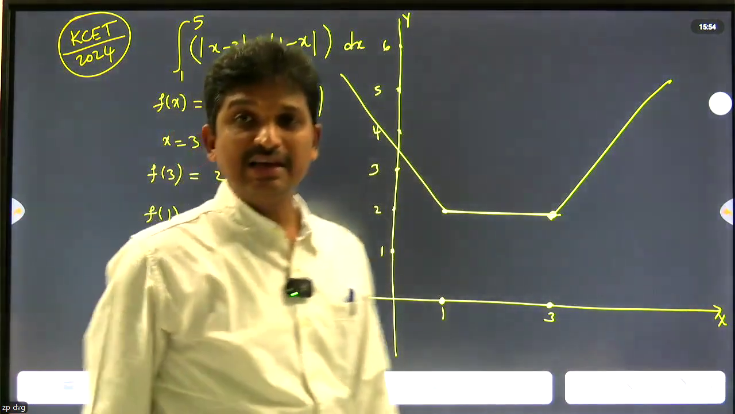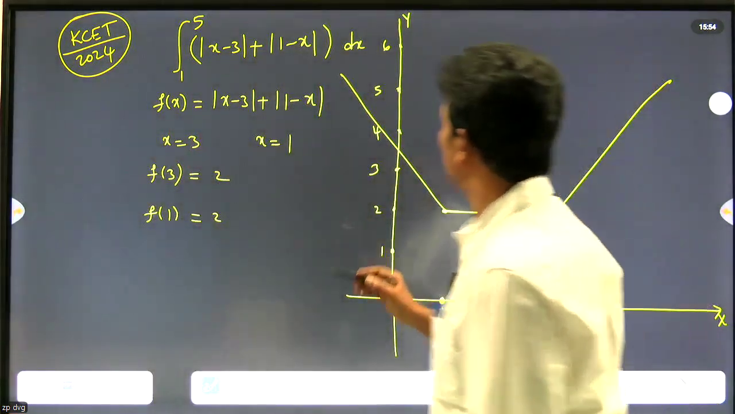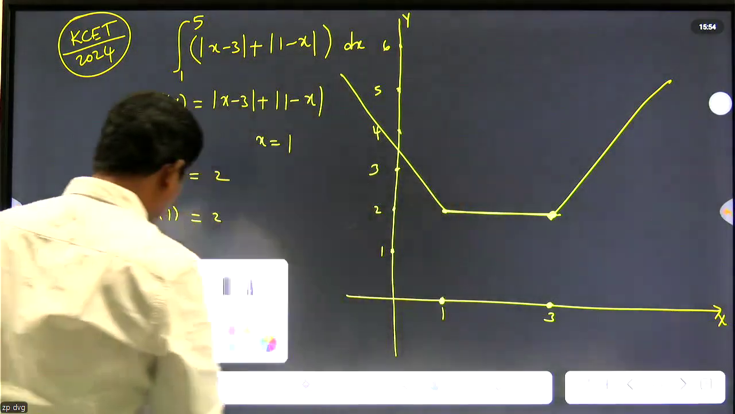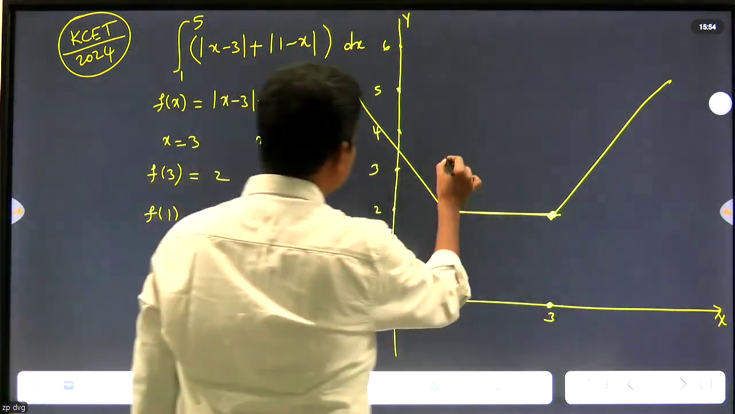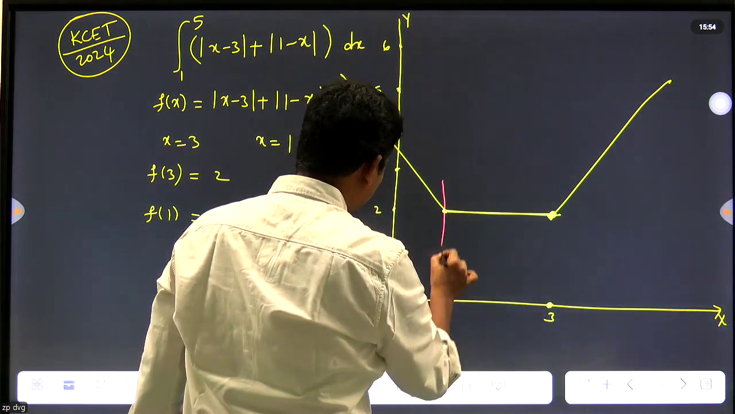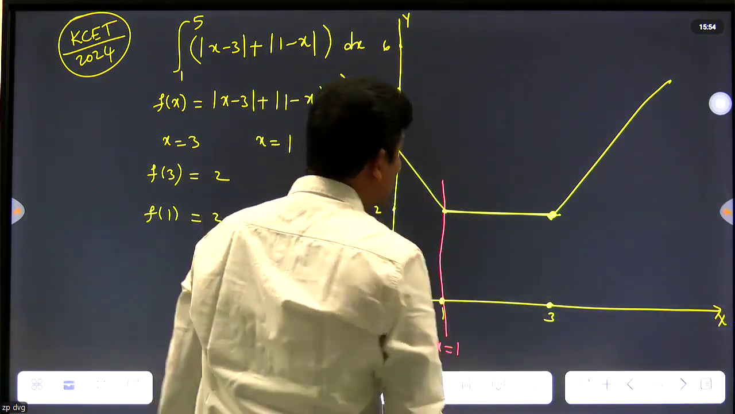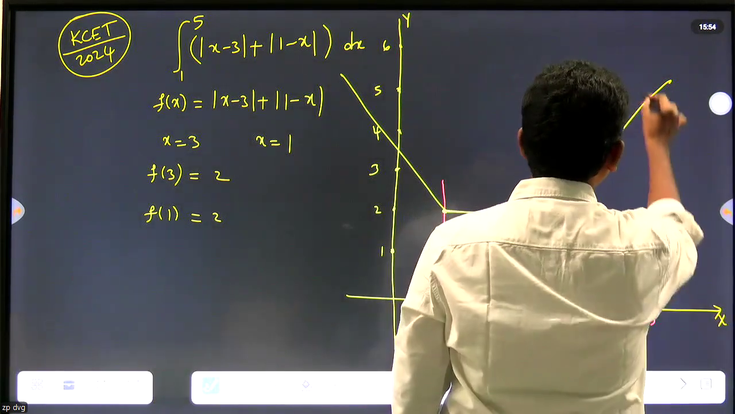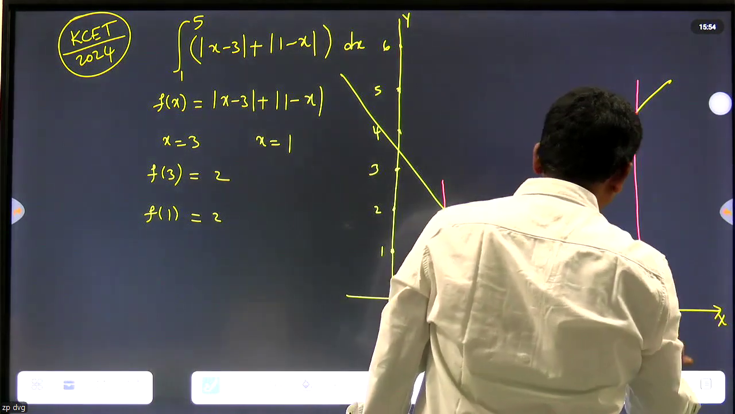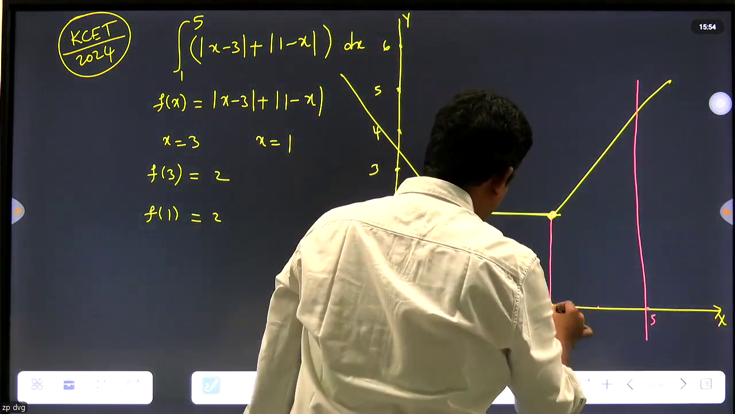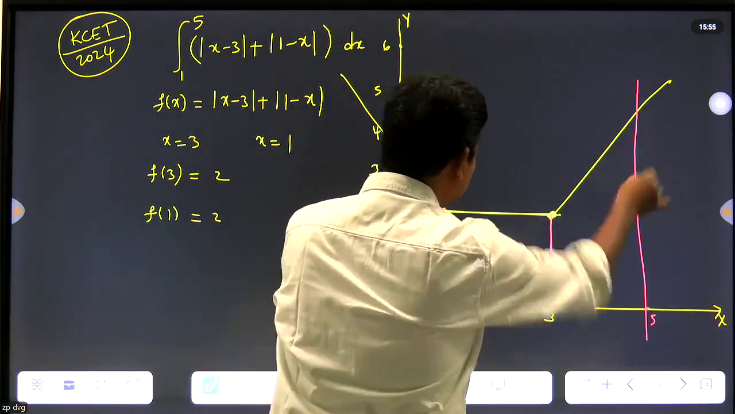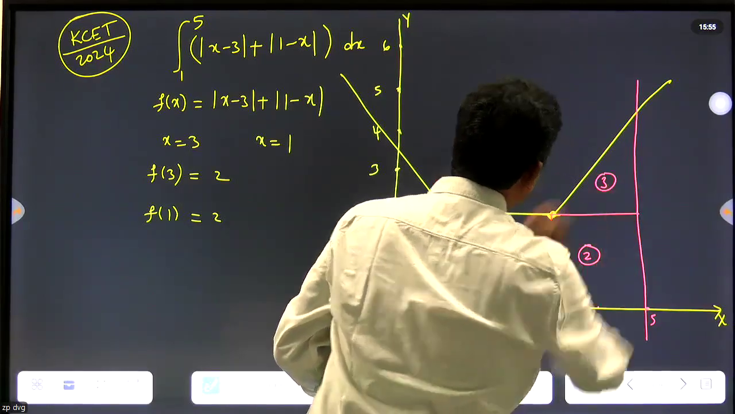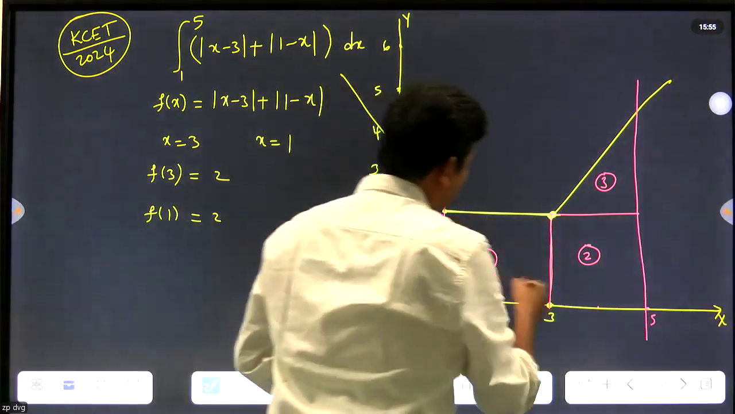Integration is nothing but area under the curve. So here we will calculate the area under the curve from x equal to 1 to x equal to 5. Draw that: this is the line x equal to 1, and x equal to 5 is somewhere here, at 3, 4, 5. Draw this line. So this area we can calculate easily. This total area we need to calculate. I divide it into first area, second area, and third area.